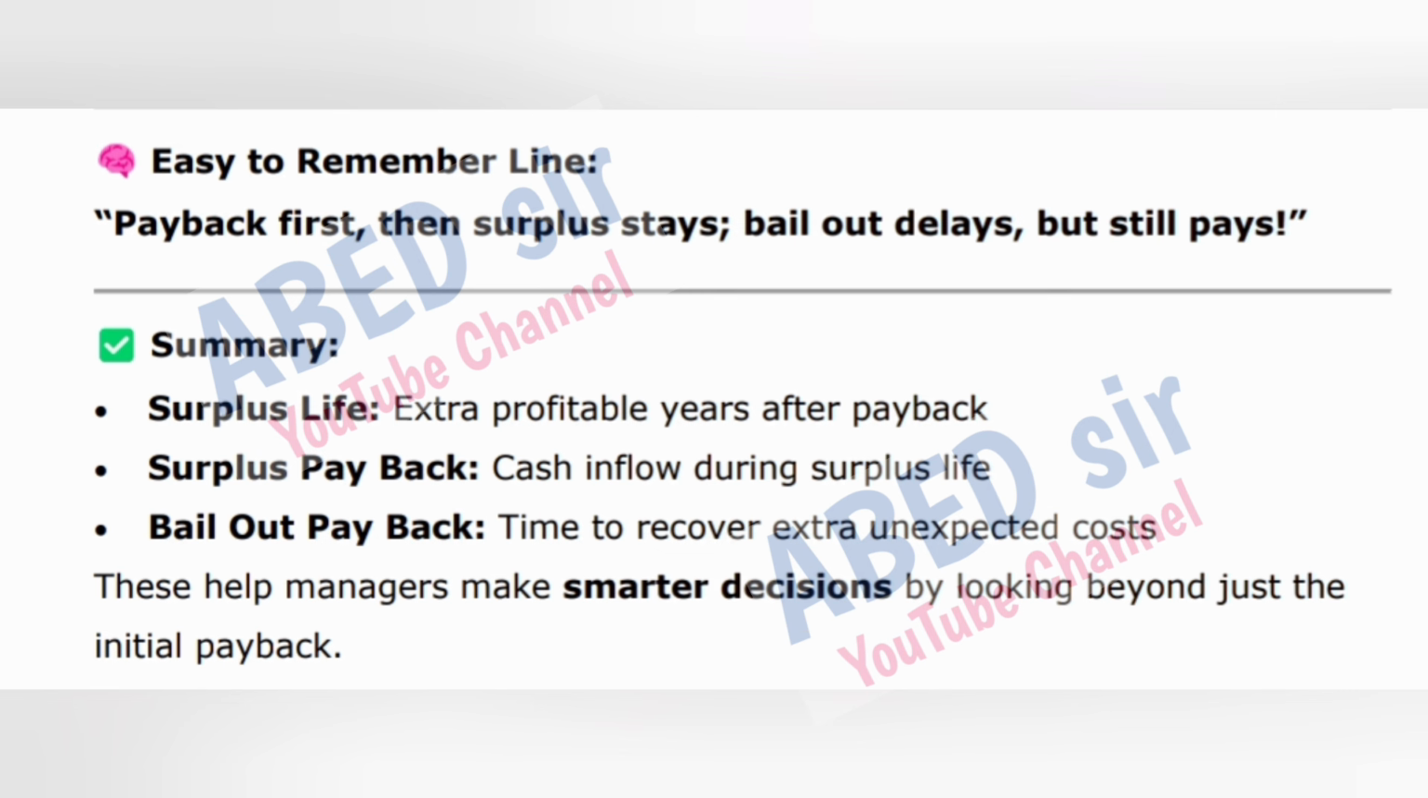Summary. Surplus life: extra profitable years after payback. Surplus payback: cash inflow during surplus life. Bailout payback: time to recover extra unexpected costs. These help managers make smarter decisions by looking beyond just the initial payback.